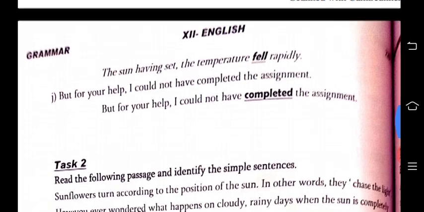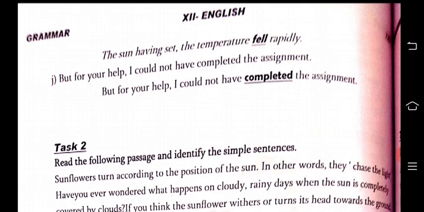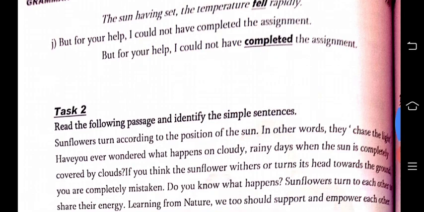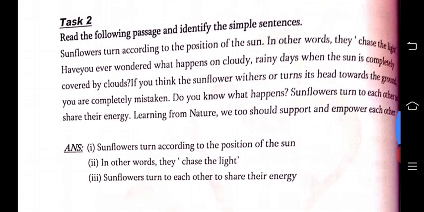And then, but for. What do you mean by but for? I told you, but for is nothing but without. So, without your help, I could not have completed the assignment. So completed is the finite verb. Got it? Okay.